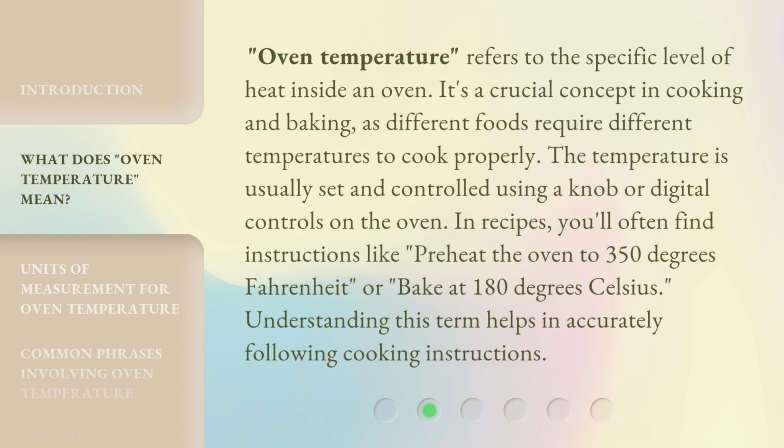Oven temperature refers to the specific level of heat inside an oven. It's a crucial concept in cooking and baking, as different foods require different temperatures to cook properly. The temperature is usually set and controlled using a knob or digital controls on the oven. In recipes, you'll often find instructions like, preheat the oven to 350 degrees Fahrenheit, or bake at 180 degrees Celsius. Understanding this term helps in accurately following cooking instructions.